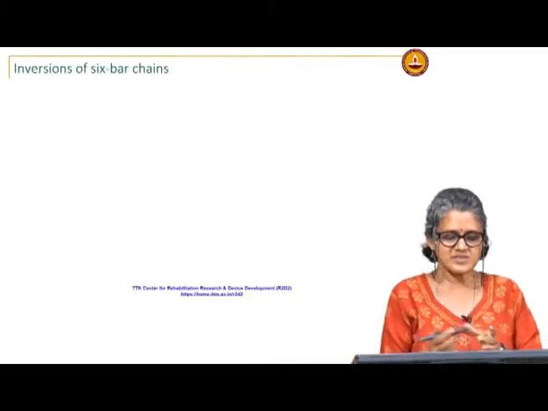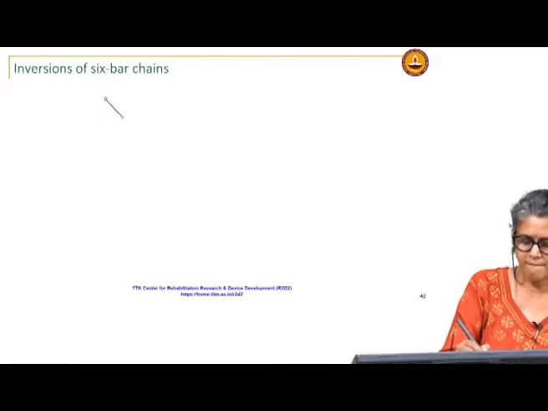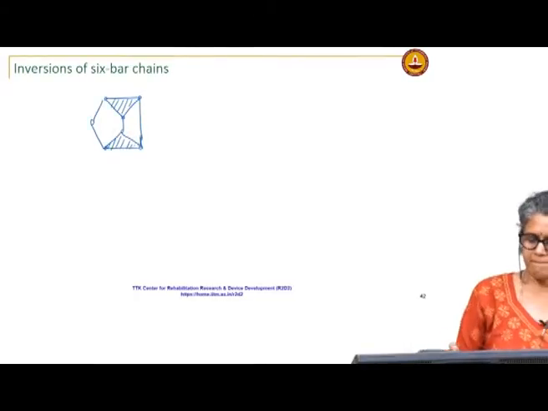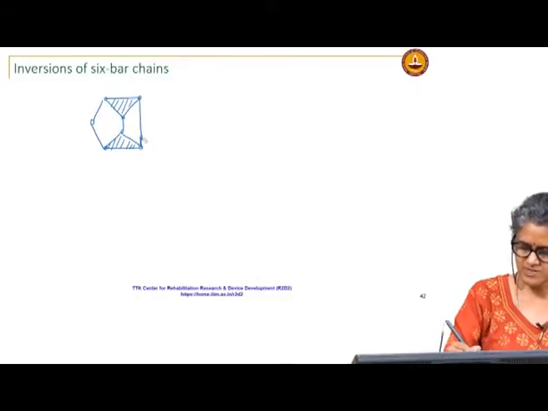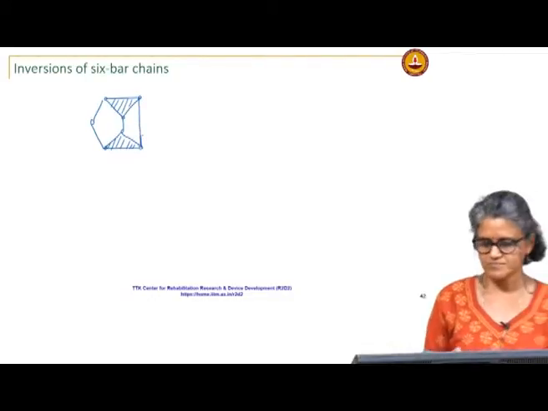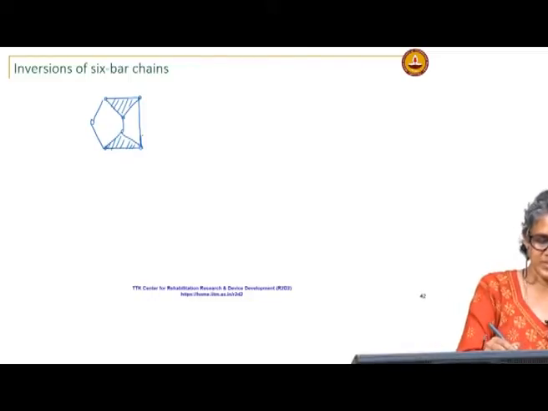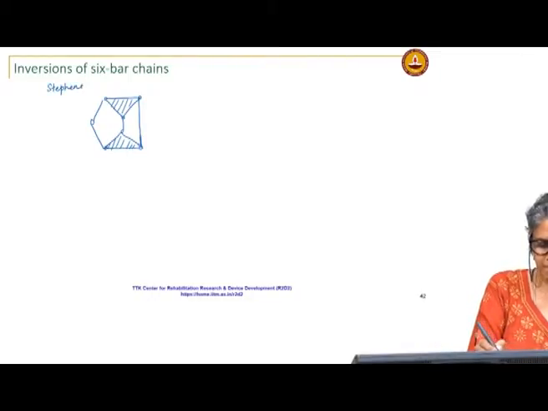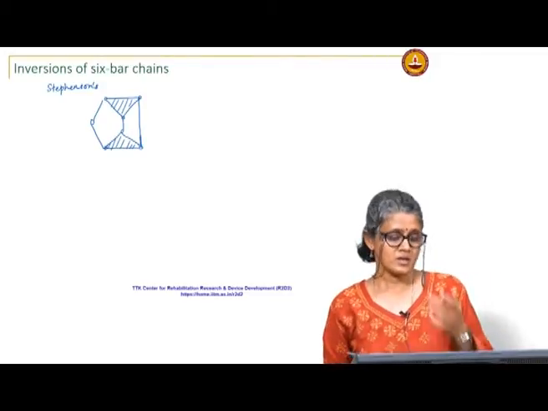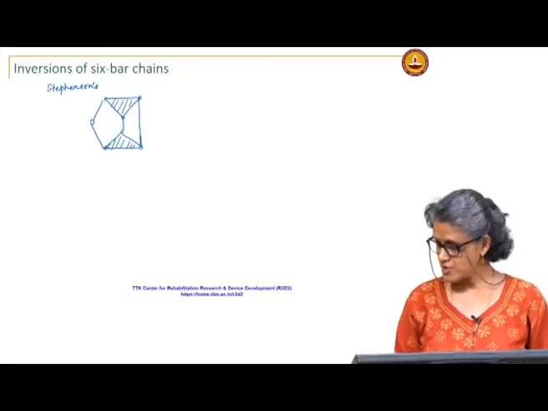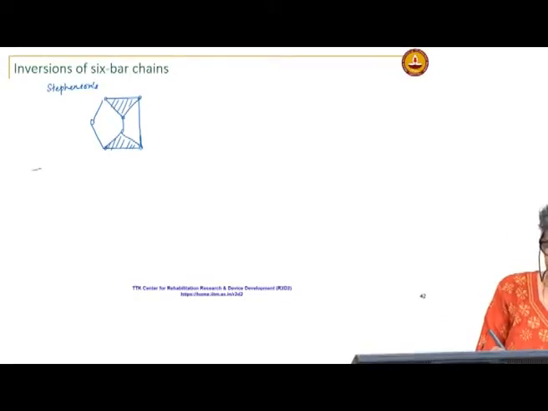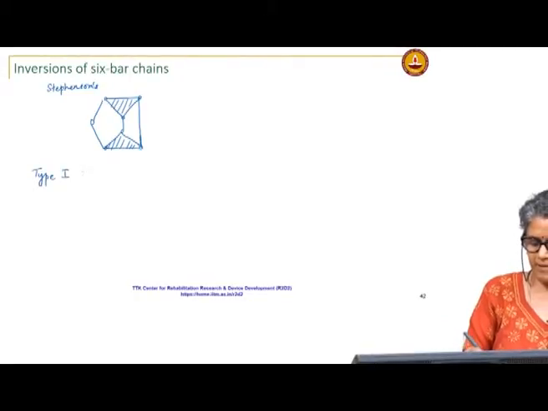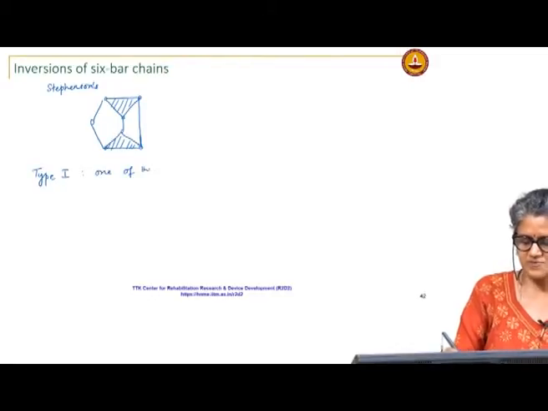Now, let us look at the Stephenson's chain. I could fix one of the ternary links. Let us see if we get something different. So, inversions of the Stephenson's chain. You actually have 3 different kinds of inversions you could get. So, let us say type 1: one of the ternary links is fixed.